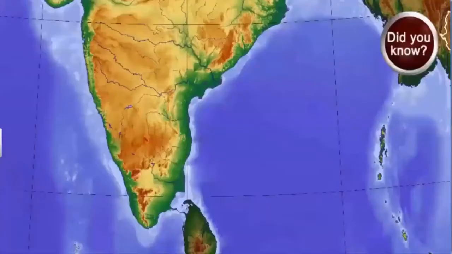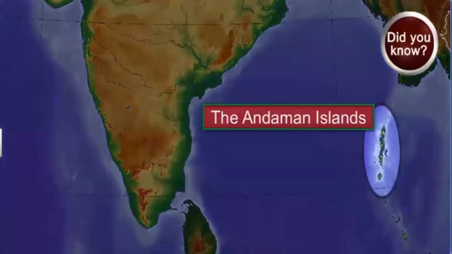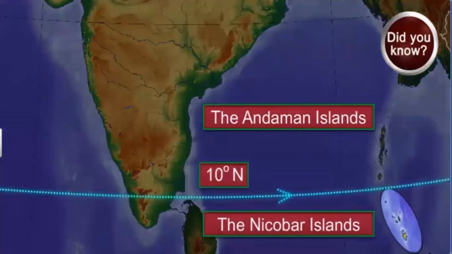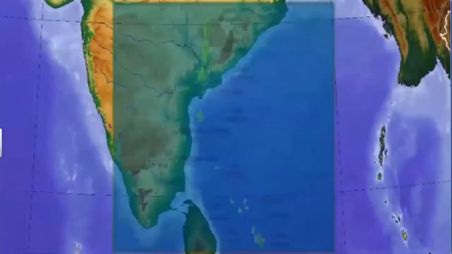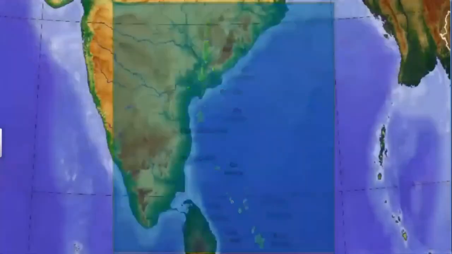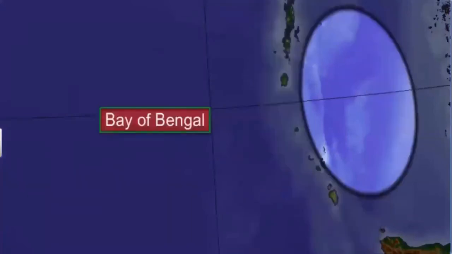Did you know the Andaman Islands and the Nicobar Islands are separated by the 10-degree north parallel? It is said that these islands are the elevated parts of a submarine mountain chain. As you can see from the map, this chain separates the Bay of Bengal from the Andaman Sea.